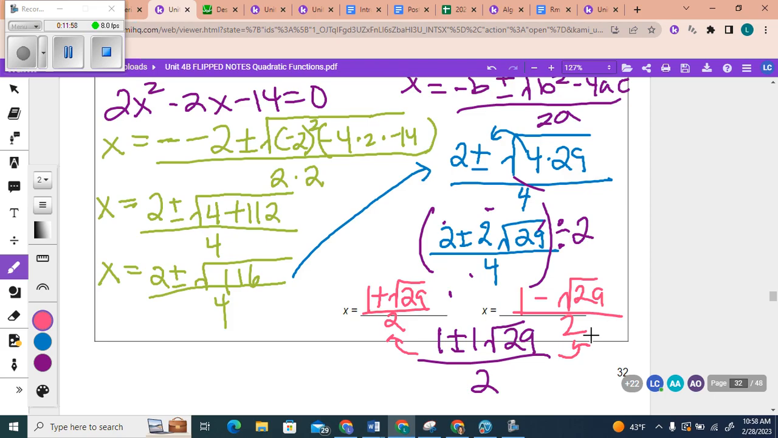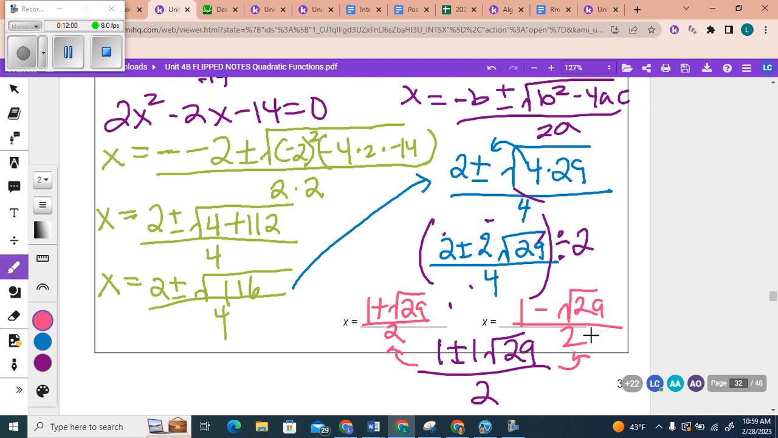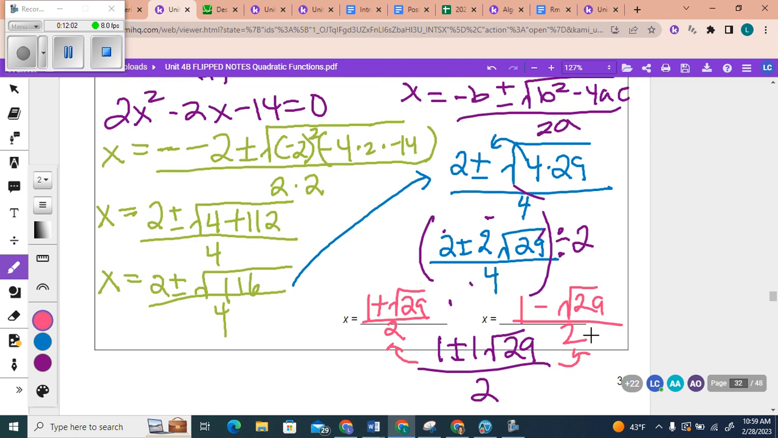Questions? Is it a lot of work? Yes. Is it difficult? No. It's just multiplying. You've done all of this. You've multiplied before, you've divided, you've simplified a radical. All of these steps are things you have done. It's just combining it all together. Okay?